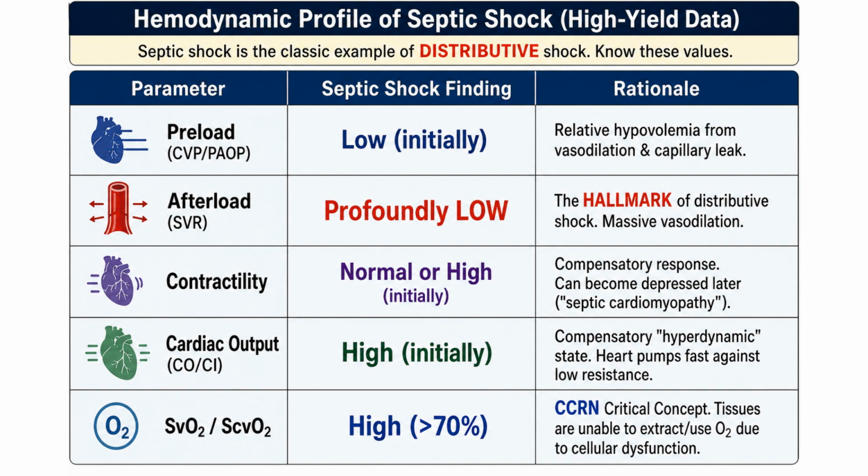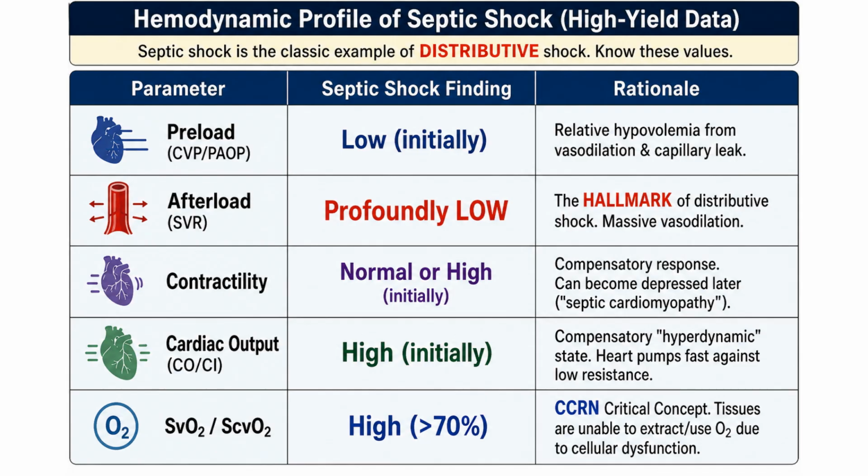You will absolutely get a hemodynamic question on the CCRN. You must know the profile for septic shock. Because of the massive vasodilation, the systemic vascular resistance, or SVR, is profoundly low. This is the hallmark. To compensate, the heart pumps very fast against this low resistance, so the cardiac output is high. And here is the trickiest part.